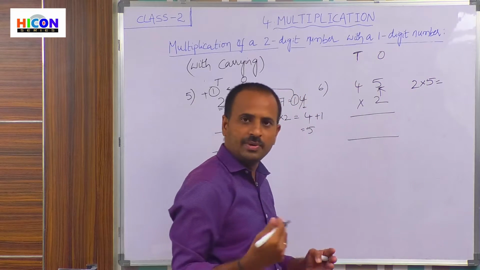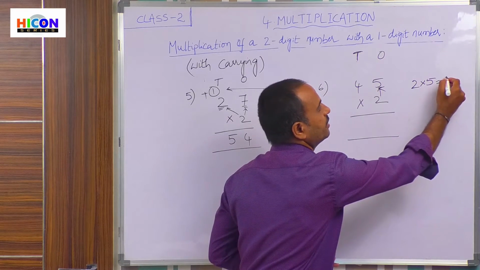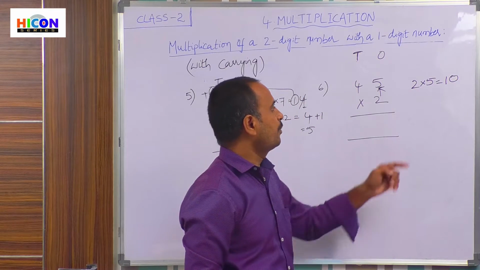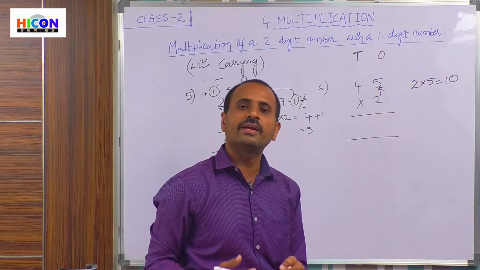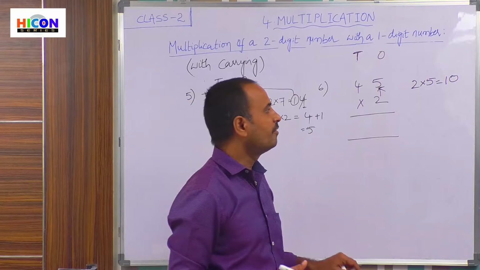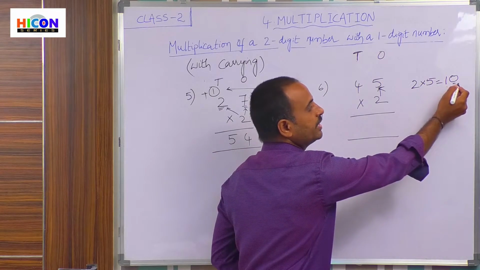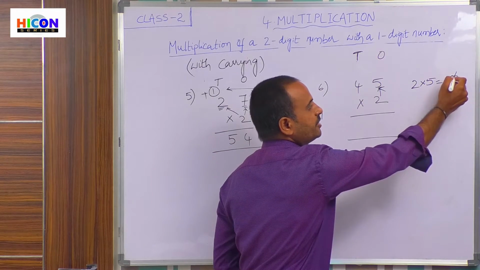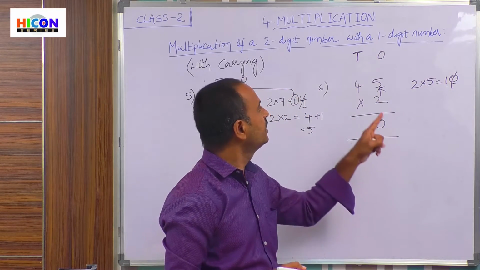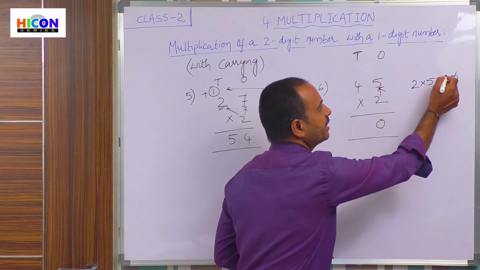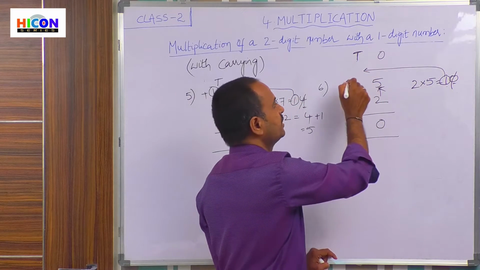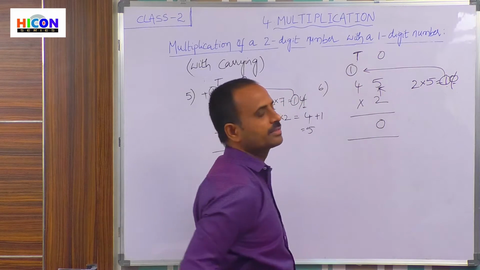2 5s are, children, how much? 2 5s are 10. And 10 is a 2-digit number. So if the product is a 2-digit number, then we have to take carry, and write the second digit under ones place. What is the second digit here? 0 is the second digit. And write this 0 under ones place, and carry the first digit to the next place. What is the first digit here? 1 is the first digit. And carry this 1 to the next place. So write 1 under tens place.